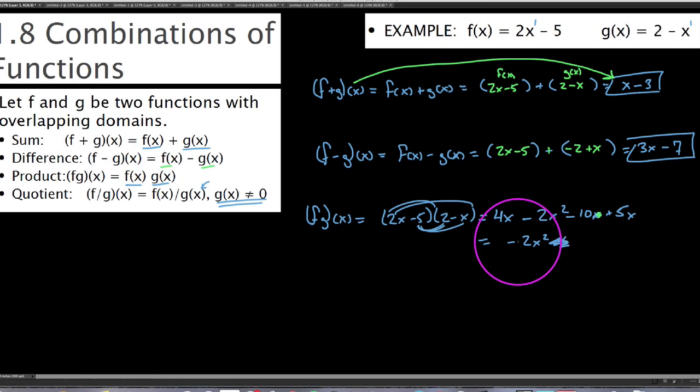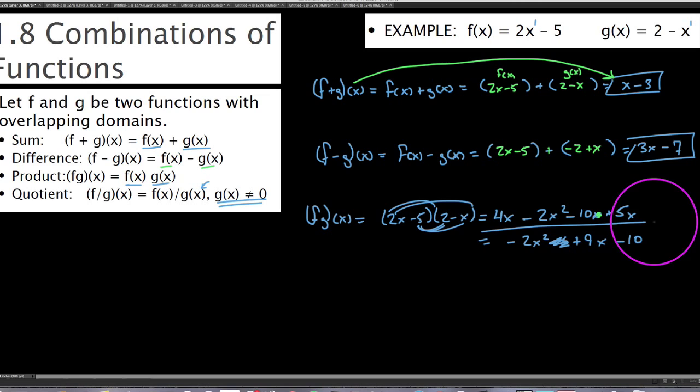Essentially 2x squared, and it was negative. We got 4x and 5x is 9x. And then we have minus 10. Sorry, I thought I had missed something there, but this is our standard form of that combination of functions.